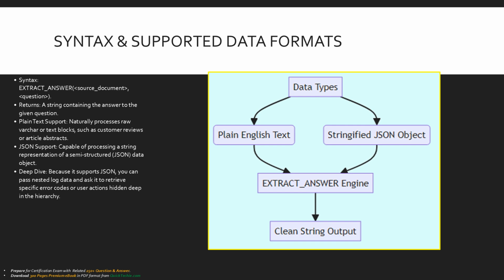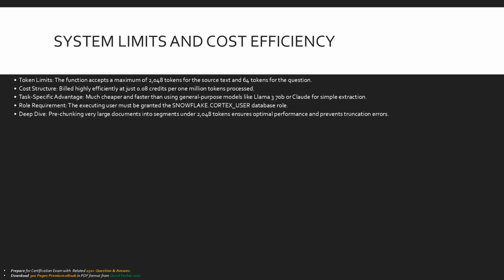Your data types can branch into either plain English text, like an article, or a stringified JSON object, like a machine log. Both data types are valid inputs for the Extract Answer engine. The engine normalizes the context and outputs a clean string output regardless of the original structural complexity of the source data.